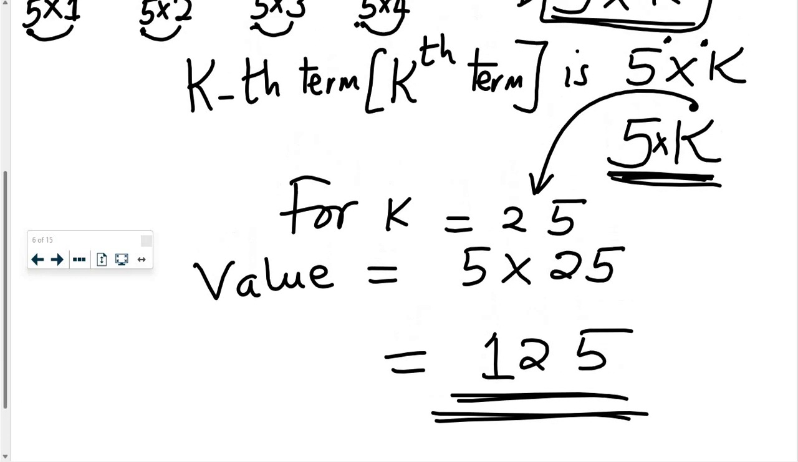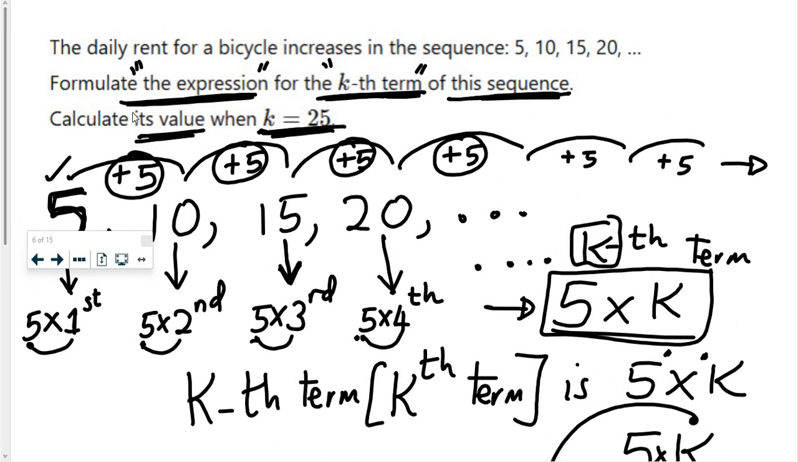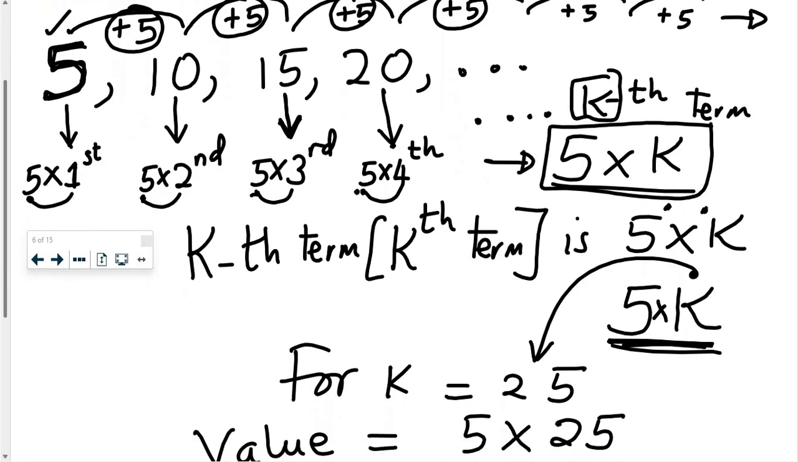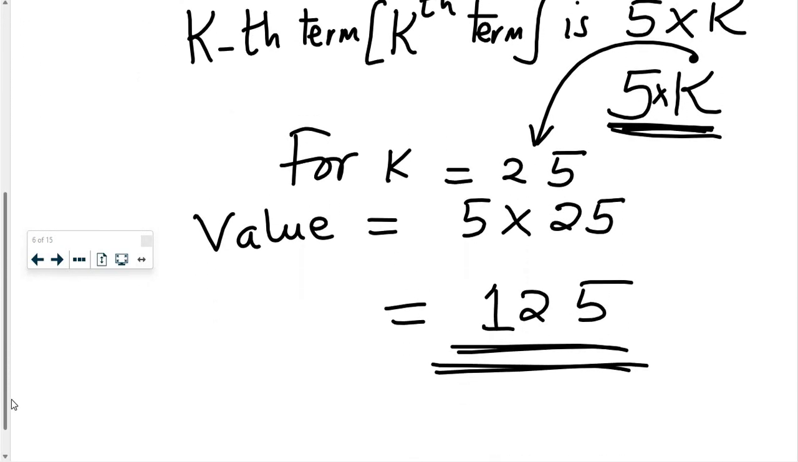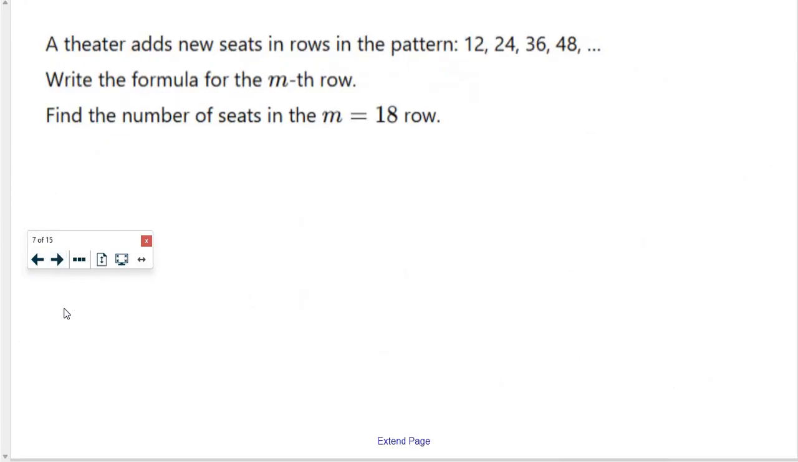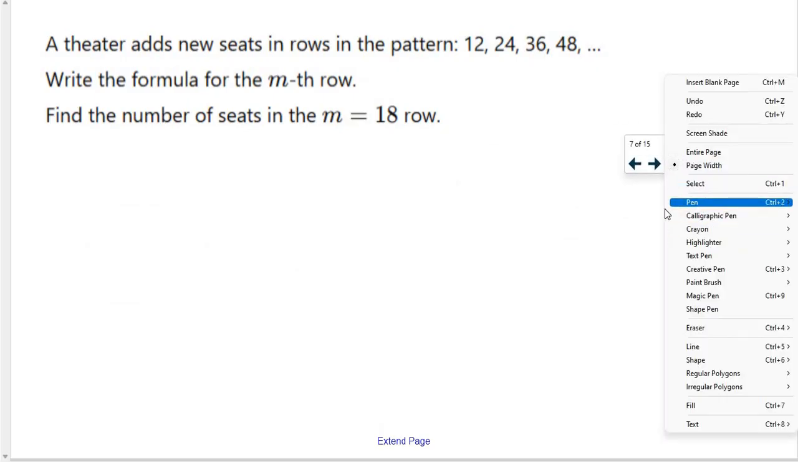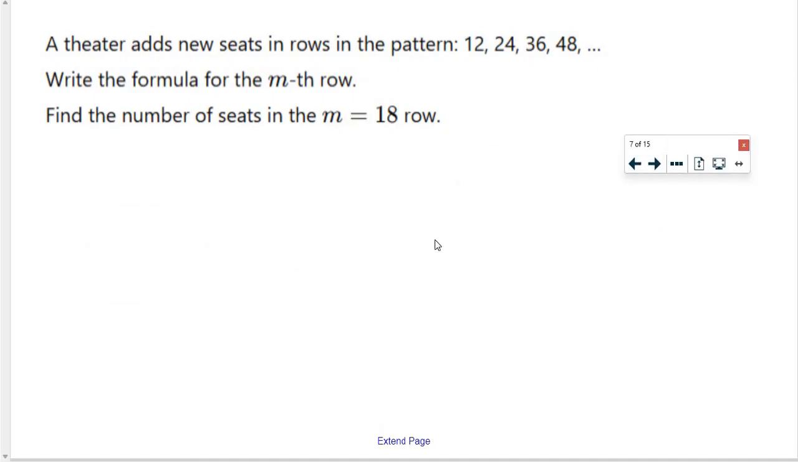So you can pause this video, take a screenshot of the question and take the answer or the steps. Okay? I hope that is clear. The next slide is like the same concept only.